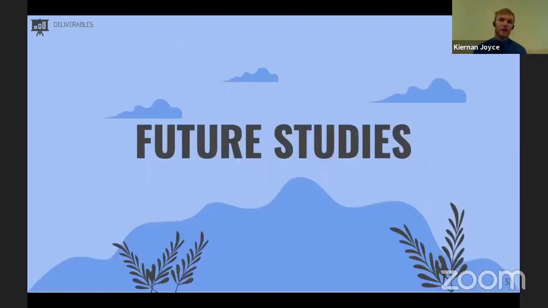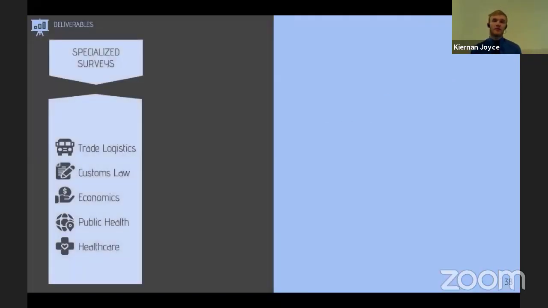We suggest 4 main paths for future research. These include specialized surveys that delve deeper into the 5 main fields that intersect in our problem. These fields include trade logistics, custom law, economics, public health, and healthcare. This will allow a deeper dive into each field's strengths that could be compared and analyzed later for intersection.